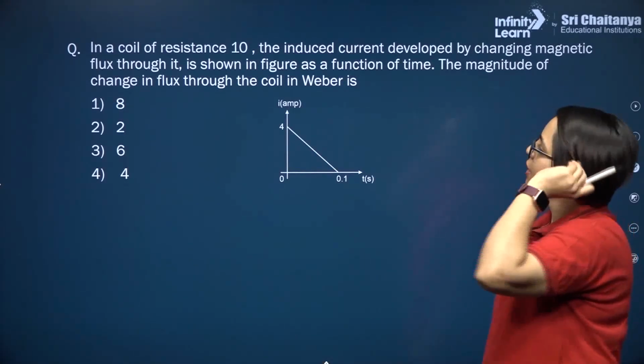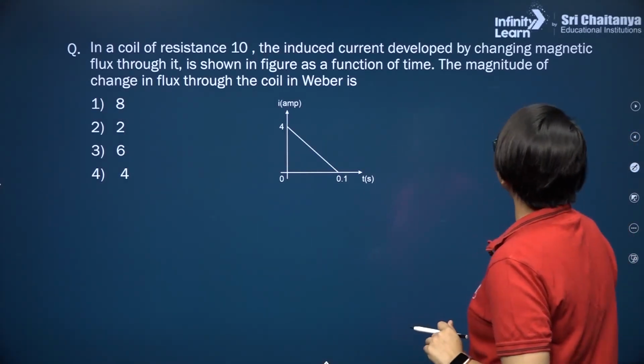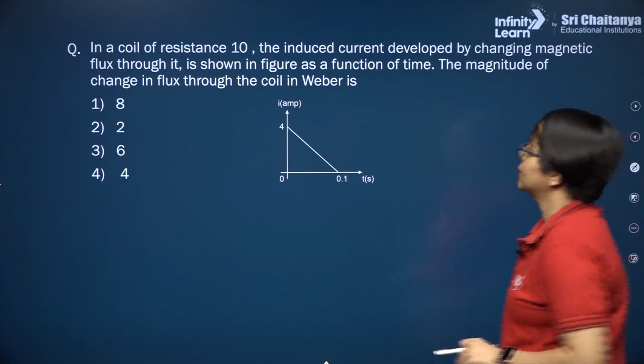Next is this one, in a coil of resistance 10, the induced current developed by the changing magnetic flux through it is shown in the figure.